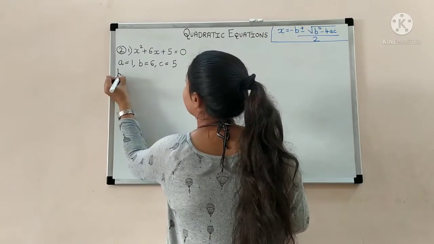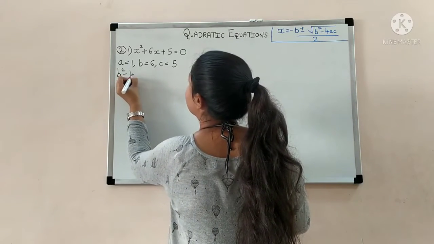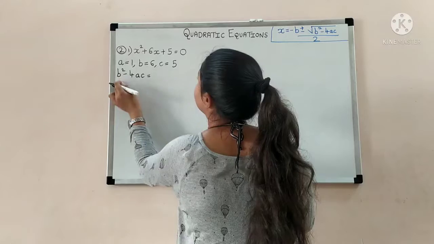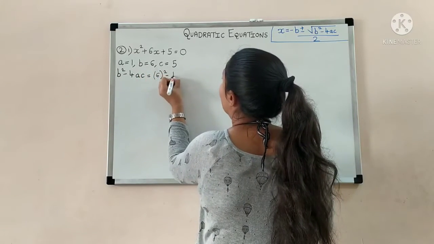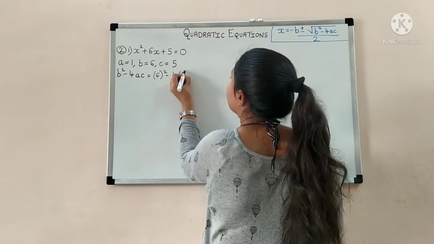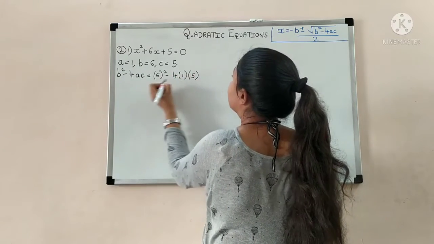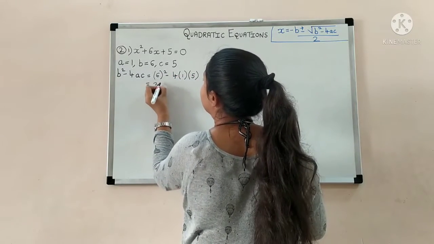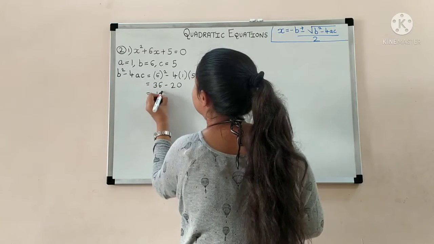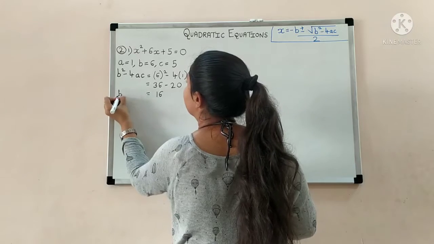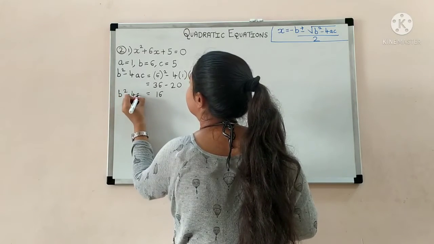Okay, so b square minus 4ac is equal to, what is b here? 6. So 6 square minus 4, a here is 1 and c is 5. Okay, 6 square is 36 minus 20. So this will be 16. b square minus 4ac will be 16.